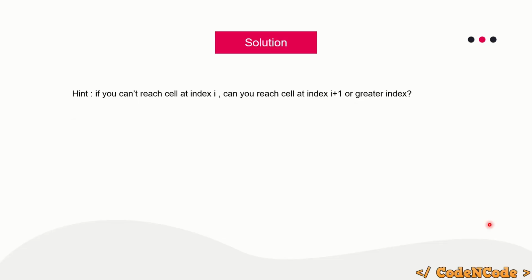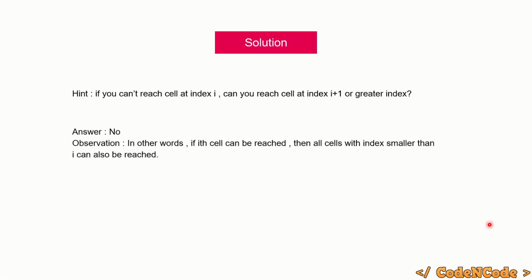So this was the hint I gave you, and the answer of this is of course no. If you can't reach cell with index I, you won't be able to reach cell with index I plus 1 or greater than that. And you can prove this using contradiction. You can assume that yeah, I'm able to reach index I plus 1, and if you can do that, that means you should have been able to reach this also.